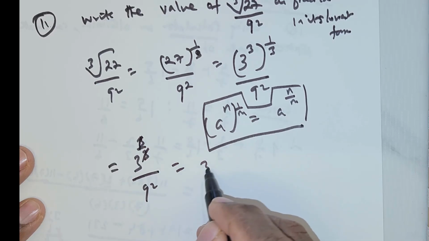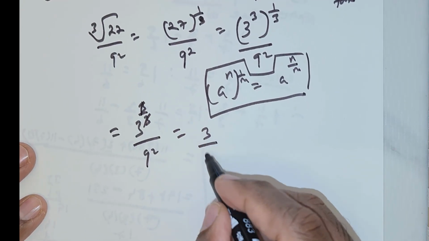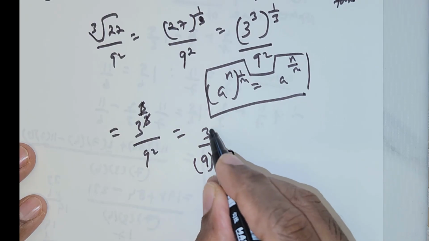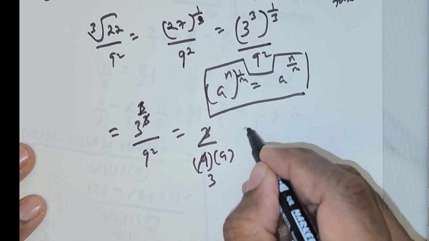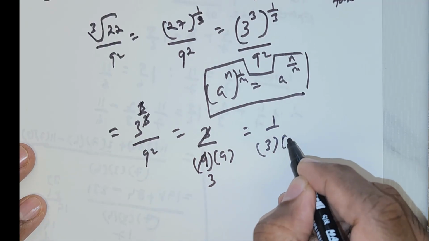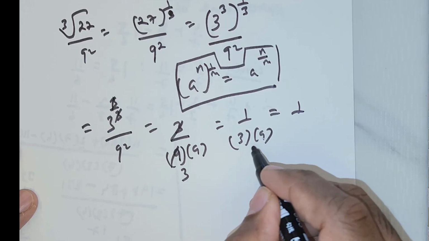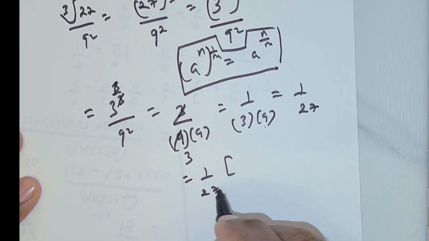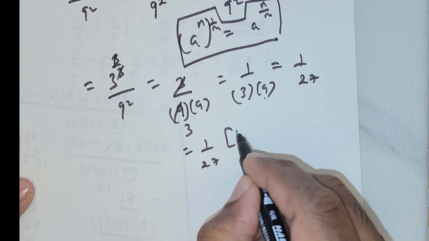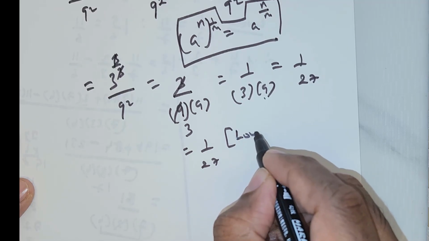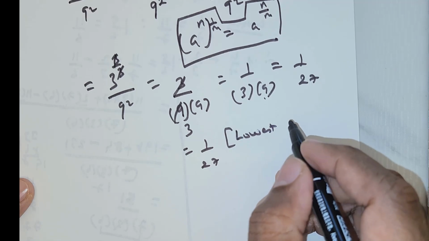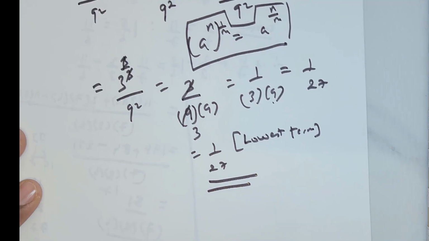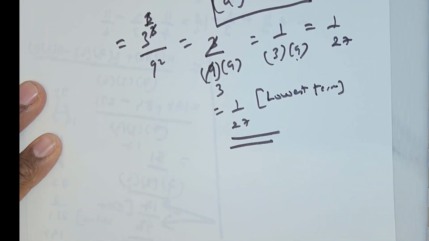Now 3 gets cancelled, giving me 3/9 squared. I can rewrite 9 squared as 9 into 9. So 3 divides 9 three times. So you have 1/3 times 9, which is rewritten as 9 times 3 is 27. So this is 1/27 written in fraction form, and this is the lowest term possible. So that is the end of this question's solution.